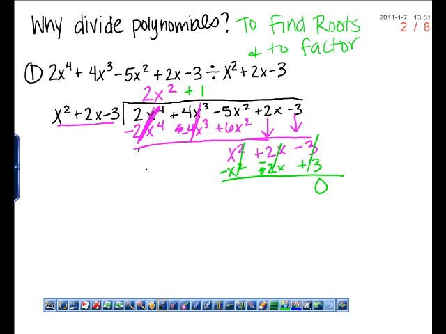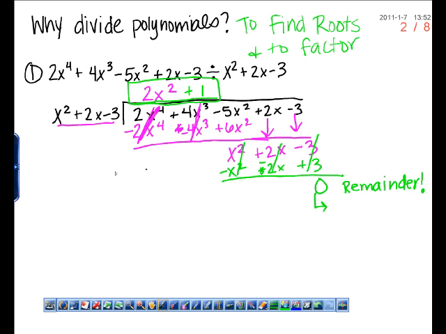So what is my answer to this division problem? 2x squared plus 1. Yep. 2x squared plus 1 is, in fact, my answer. What do I call this 0? My remainder. The 0 is my remainder. 0 as a remainder is something that is very nice. When 0 is our remainder, we get a very important piece of information.